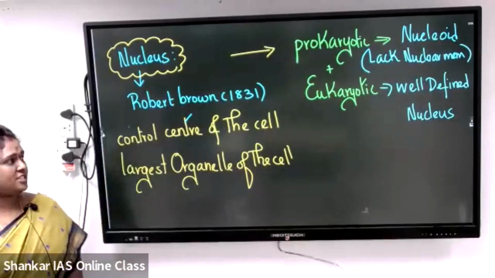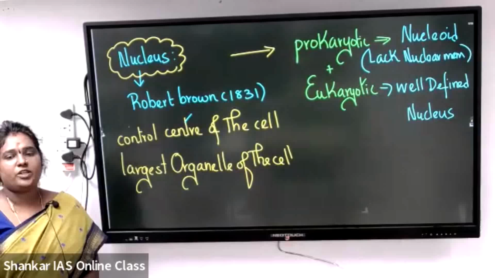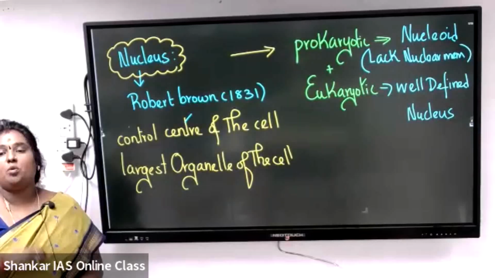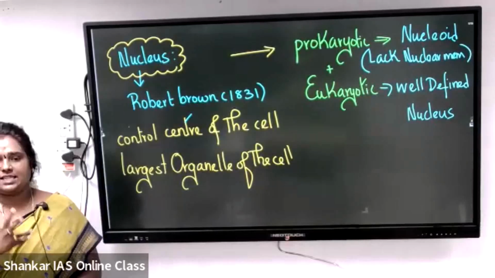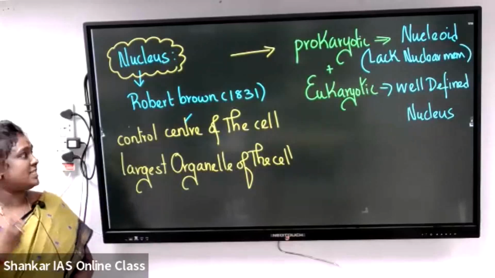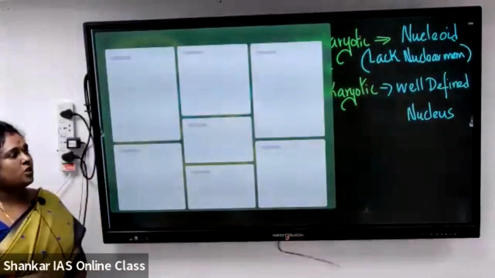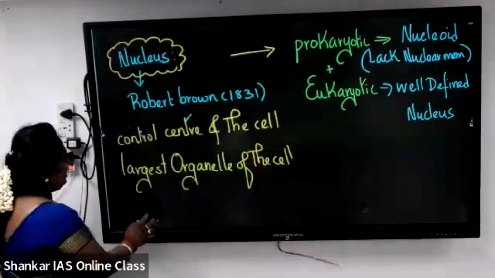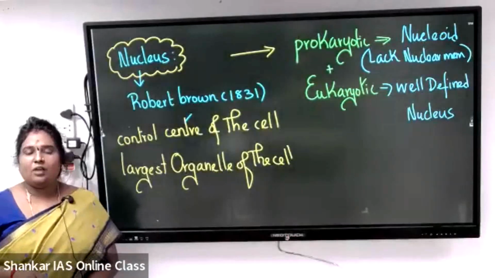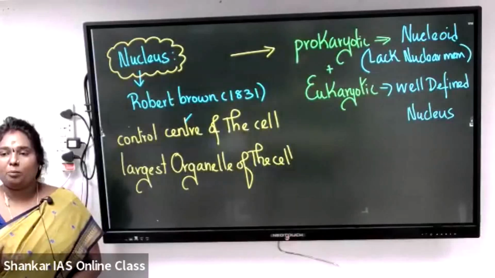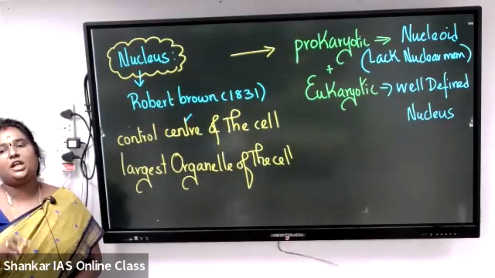So today we will discuss the nucleus. Obviously, you all know the nucleus is the most important organelle in a cell. This nucleus was discovered by Robert Brown in the year 1831. Since Robert Brown made this discovery in 1831, we need to know in detail and in an elaborate manner what a nucleus actually does.